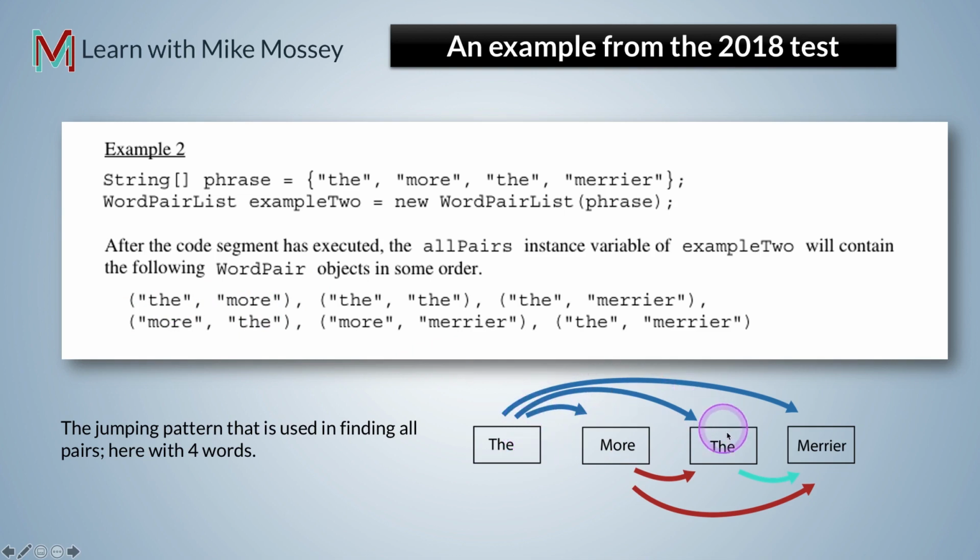Longer blue arrow, the, we see the. Longest blue arrow, the merrier. And then you can continue this pattern. Just take a look at that. Move your eyes between the pattern and the list of words and see if you can match them all up. Okay, we'll go on.